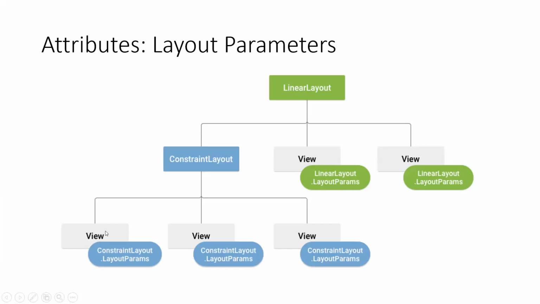Similarly, there are views in a constraint layout, and those views also are associated with parameters. So the linear layout has a constraint layout and other views, and that constraint layout has further other views. We'll be talking about what layout parameters are and what a constraint layout is. We saw an example of a linear layout in our example, but for an example of a constraint layout, you have to wait till the next lecture.